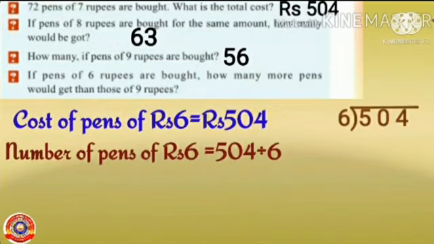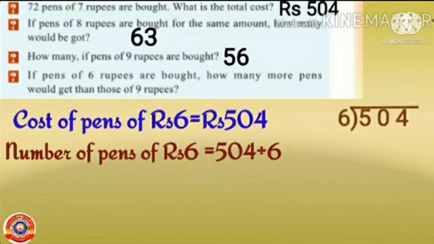The last question. If pens of 6 rupees are bought for the same amount 504 rupees, how many more pens would get than those of 9 rupees? Here at first we have to find the number of pens of 6 rupees that are bought. To find out this, divide 504 by 6.